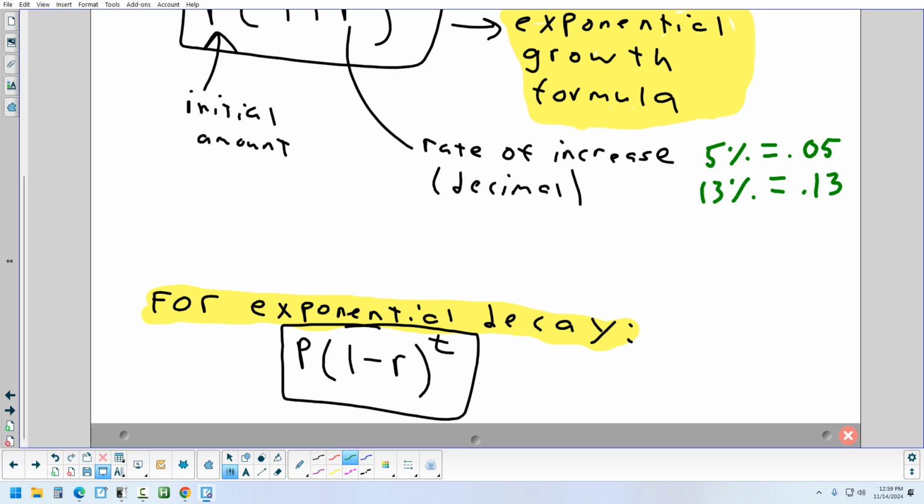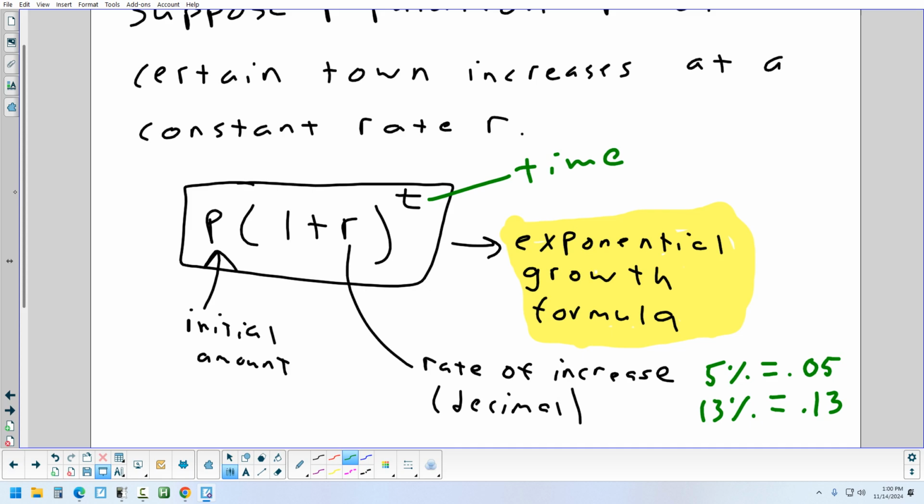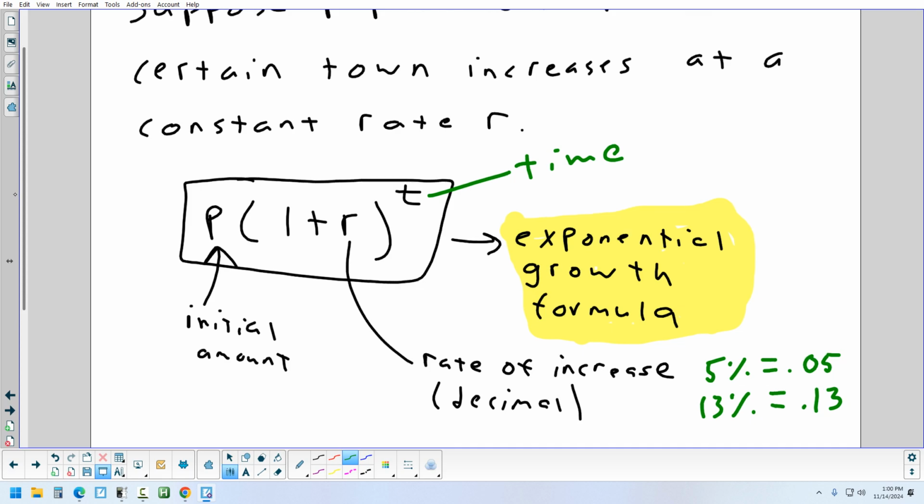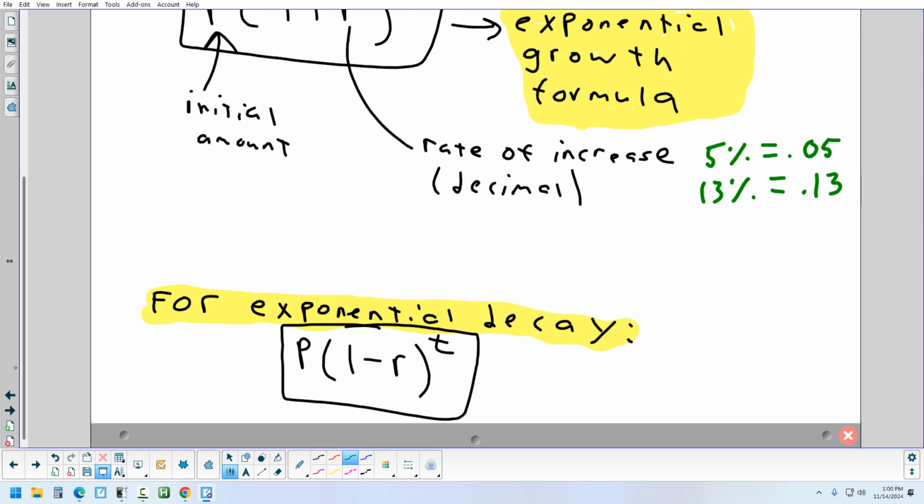The way you would know it's growth is you'd see a word that indicates something is increasing. The population is increasing, it's going up. Decay would be something about decreasing. The population is going down, it would indicate dropping. Okay, so that's the exponential decay formula. That's exponential growth. Okay, everybody have those two formulas?